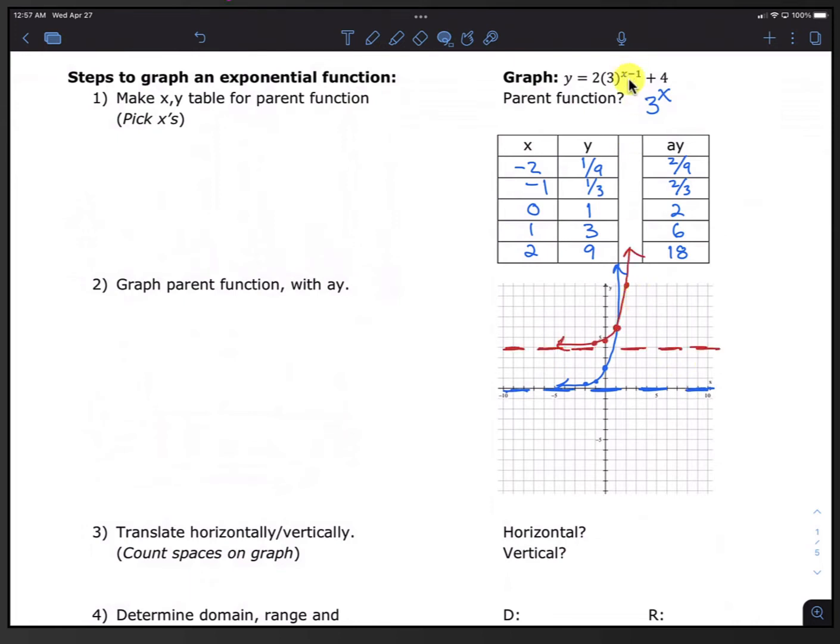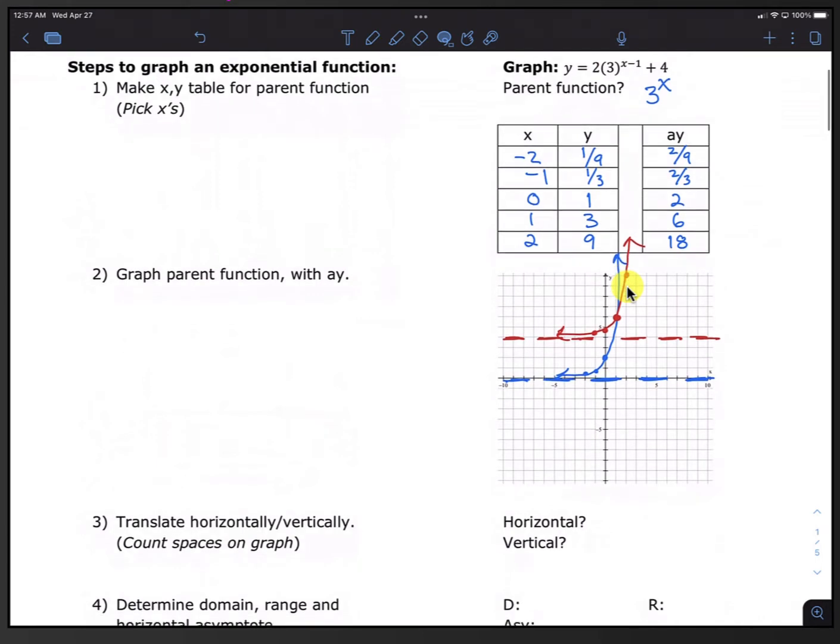Now this graph is moved to the right 1 unit and then up 4 units. So all you have to do is first move your horizontal asymptote up 4 units. So instead of it being at 0, the horizontal asymptote is up here at 4. And then take all of these points and move them over to the right 1 and up 4. And that's exactly what you're seeing here. And that is your completed graph.